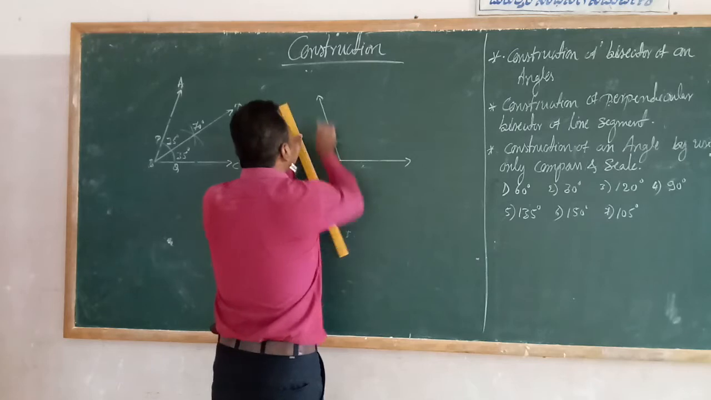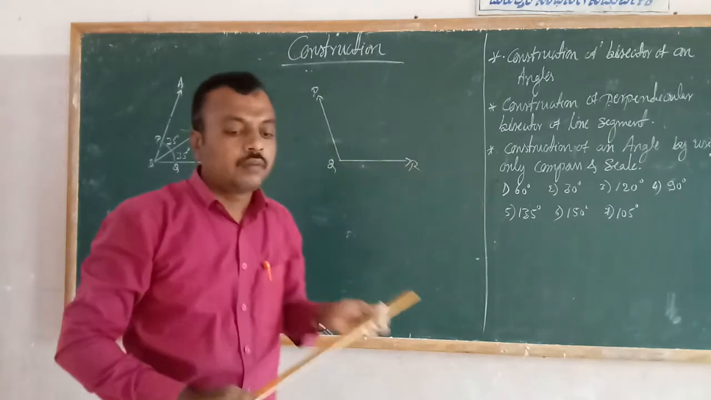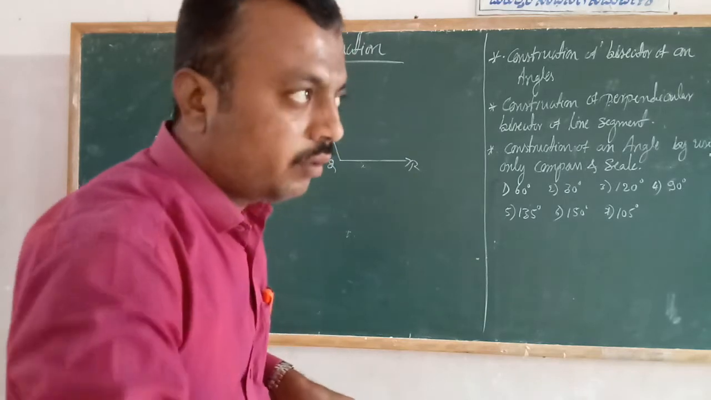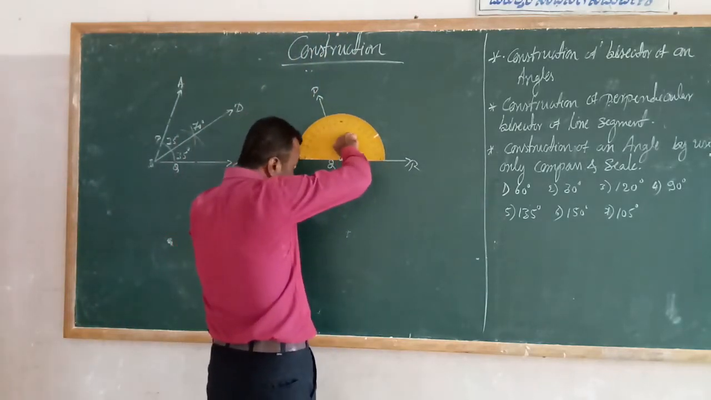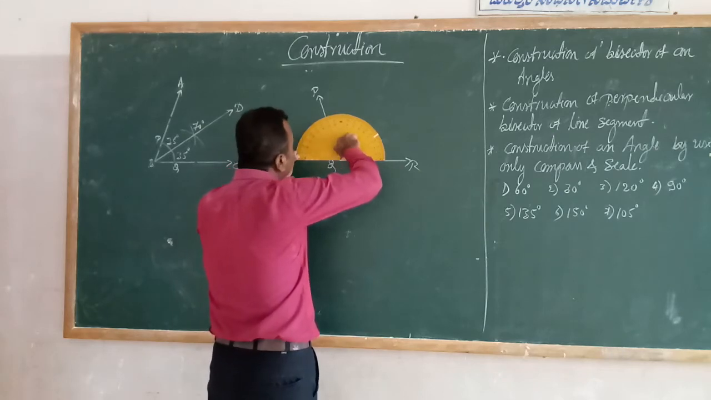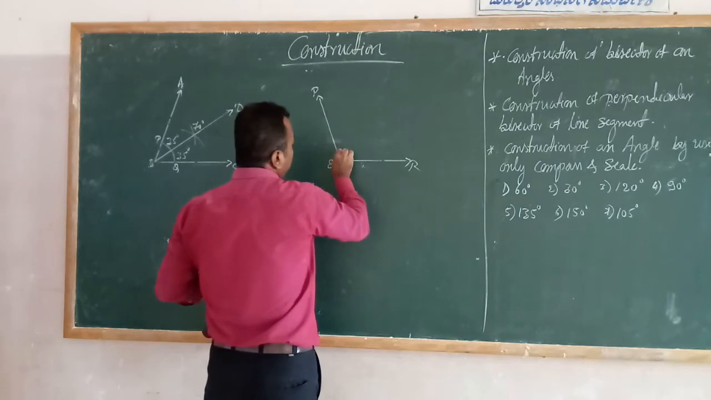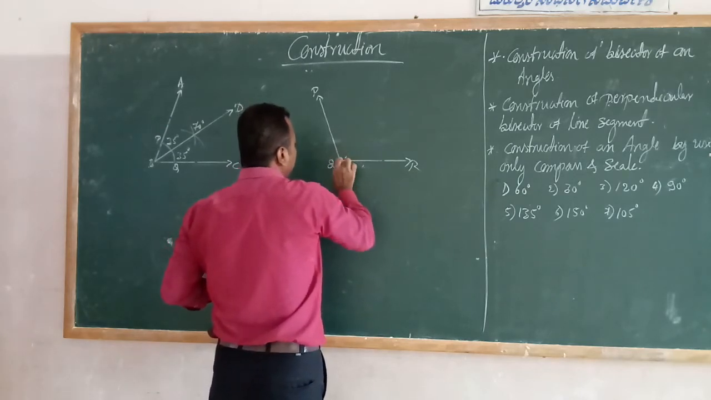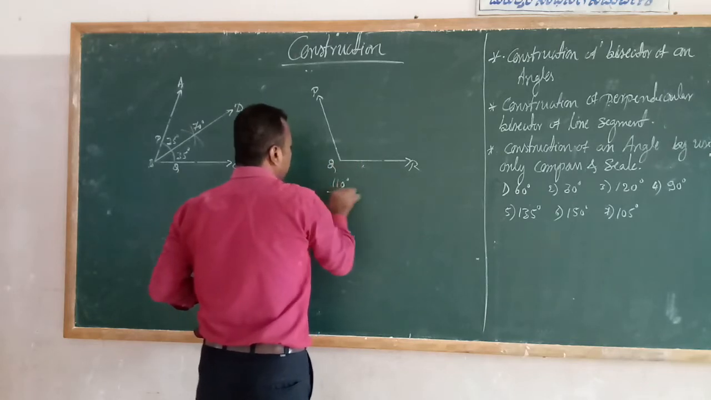So this is P, Q and R. I don't know what the angle PQR is, so measure it first with the compass. So this is 110 degrees. The total is 110 degrees. Okay. Yes, easy. So total 110 degrees.